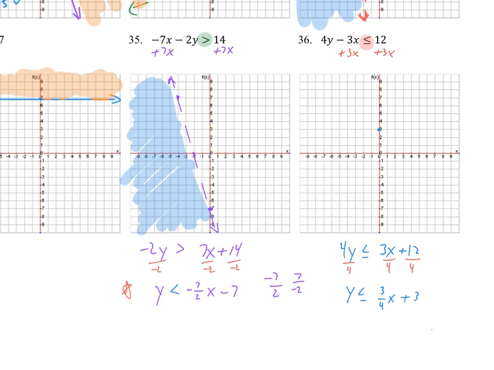So that would be here for my y-intercept. Rise 3, run 4. Have a point there, rise 3, run 4. Or I could go backward, down 3, run backwards 4, down 3, run backwards 4. And then this would be a solid line because it's equal to. And arrows. And then this says y is less than, so I'm going to shade below the line.